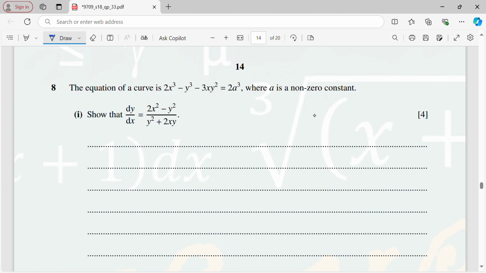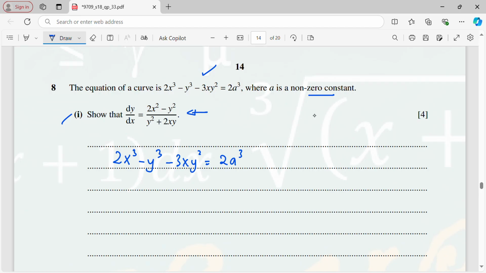Next question, number 8. The equation is given where A is a non-zero constant. Now first part, show that dy dx is this expression. So now here what we do is, you are given the implicit equation and we need to get the dy dx using implicit differentiation. So I will just rewrite the equation. So first term, we differentiate with respect to x.